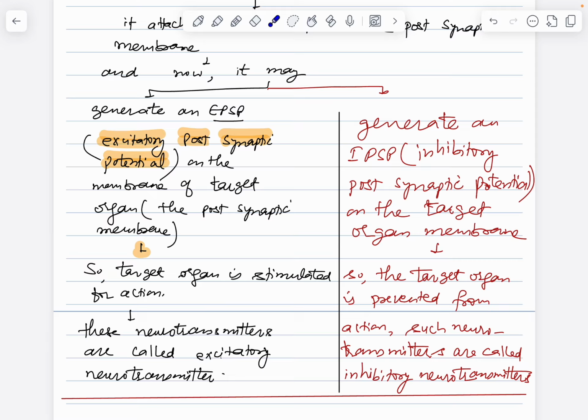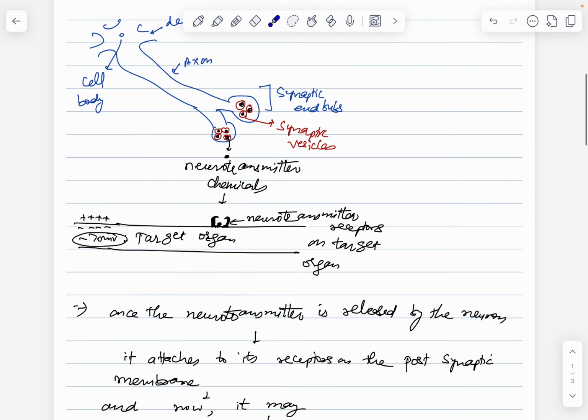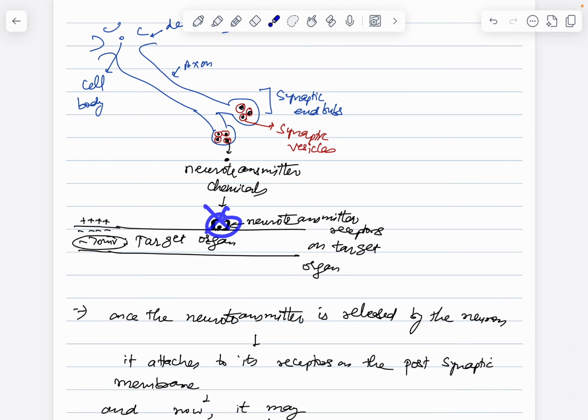But then as we were discussing at the beginning of the session today, if the excitatory neurotransmitter is not removed, your target organ, which is the muscle, will permanently stay in contraction. So, what are we supposed to do? Digest the neurotransmitter that is present over here. But for digestion, what do you require? Enzymes. And where should those enzymes be? In this area called the synaptic cleft.